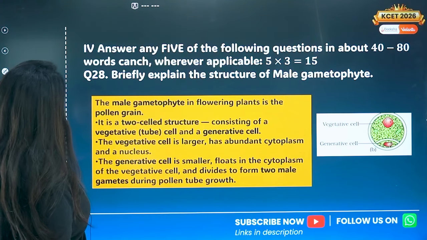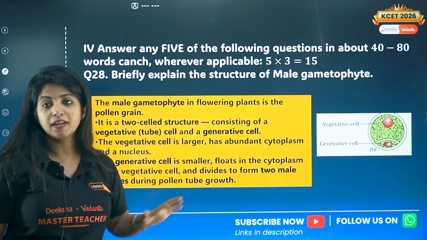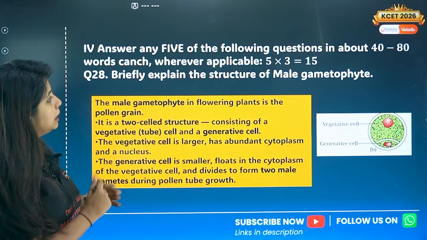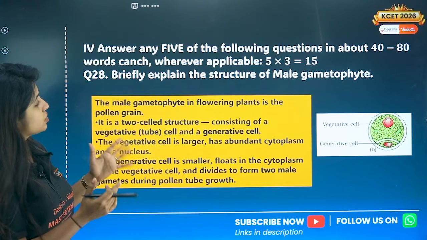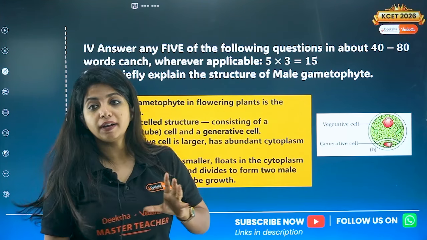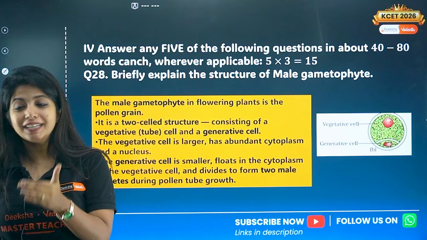Okay, now we have entered the 3 marker question zone, my dear children. We have to be very attentive over here while answering the questions, and also briefly explain. The first question is briefly explain the structure of male gametophyte. What is a male gametophyte? It's the pollen grain, my dear children.